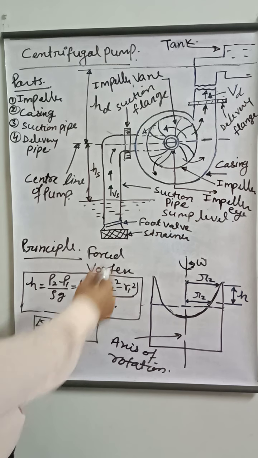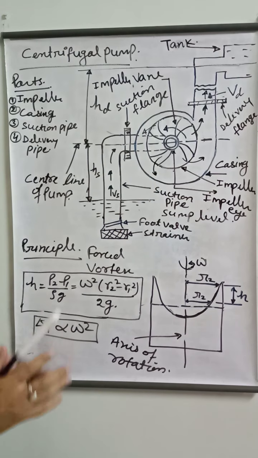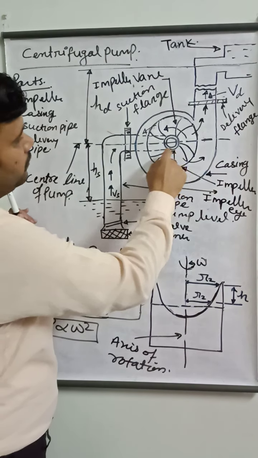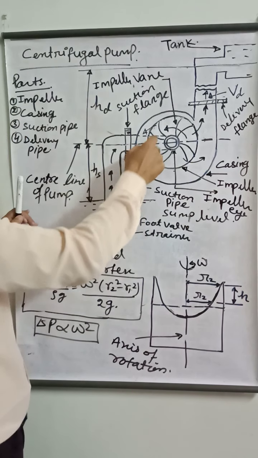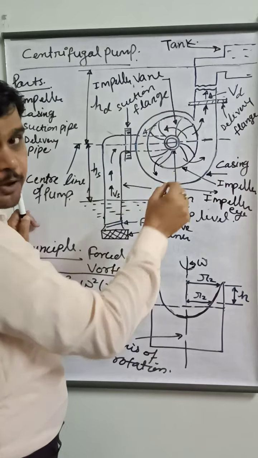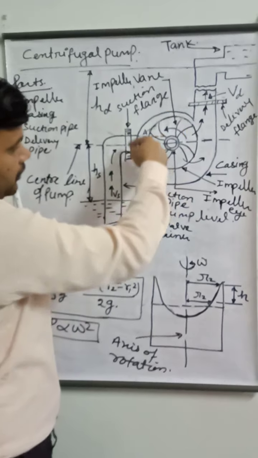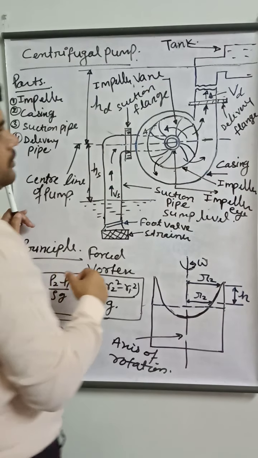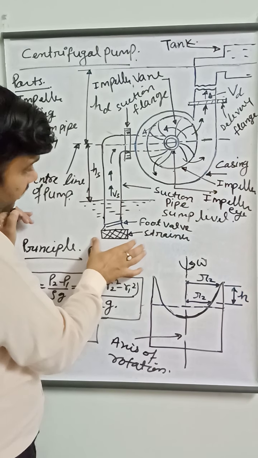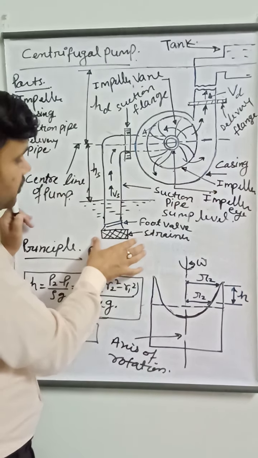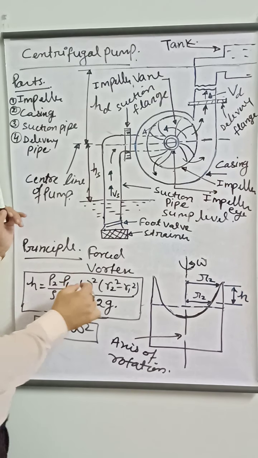So this is a rotary pump, and what are the different parts of this pump? Like this impeller, vanes. The impeller is basically a rotating part. This is the casing of gradually increasing area, that means scroll casing. Strainer to prevent the entry of mud etc. in the suction pipe. Foot valve. This is a one-way valve.